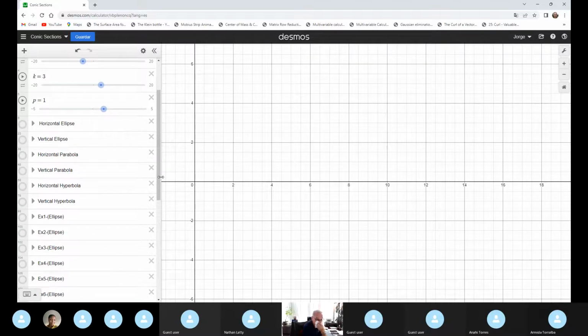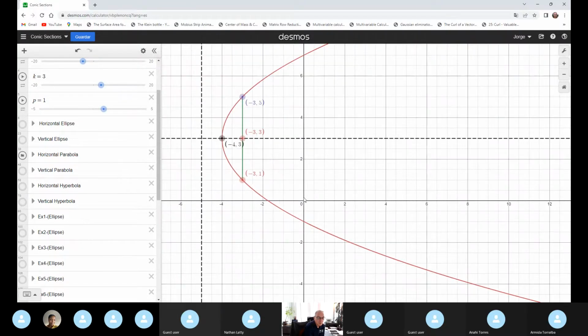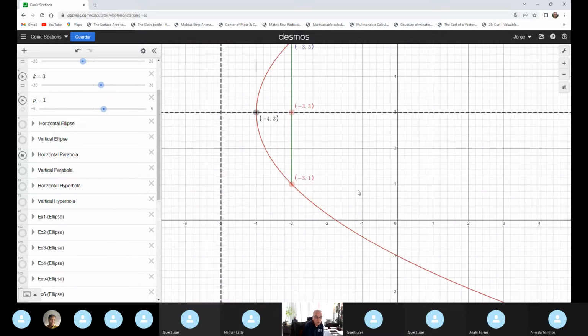And you select now. Remember, we have two kinds of parabola, vertical or horizontal. It's only horizontal, open to the right because p is positive. Horizontal parabola. There you go. Look at that.